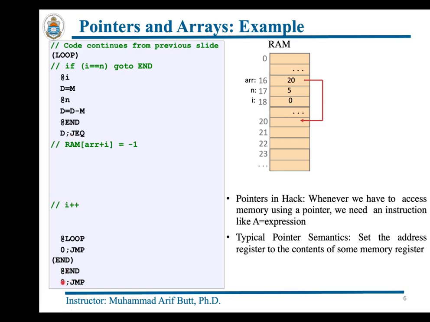Okay, so now dear students, we just need to write the task which the loop needs to perform, and that is to initialize the array or RAM address pointed to by ARR with -1, and then we need to increment the loop variable I. So these five assembly instructions perform the initialization. They are self-explanatory if you have gone through the previous lectures on Hack assembly instructions, and these two instructions perform the increment. And this brings me to the end of this program.